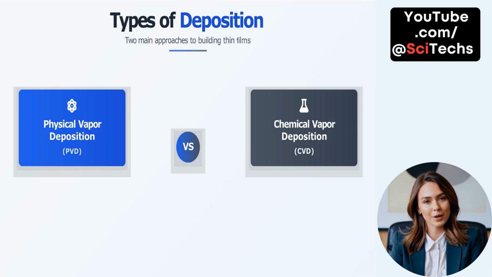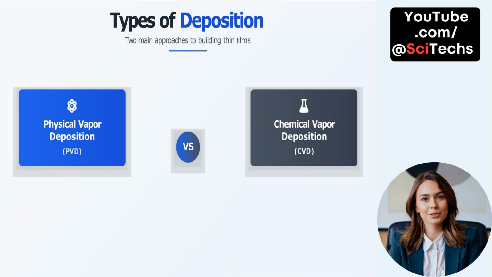PVD is a physical process in which material is vaporized from a solid source and then transported in a vacuum to the wafer surface. This includes methods like sputtering and evaporation, which are excellent for metals and conductive films. In contrast, CVD is a chemical process where gaseous precursors react on the wafer surface to form a solid film. This method is ideal for producing conformal coatings and complex materials.